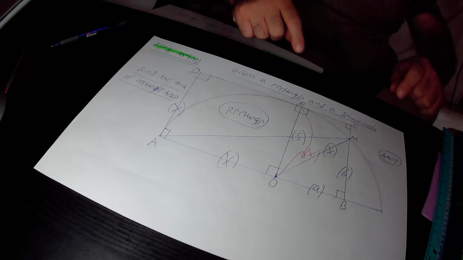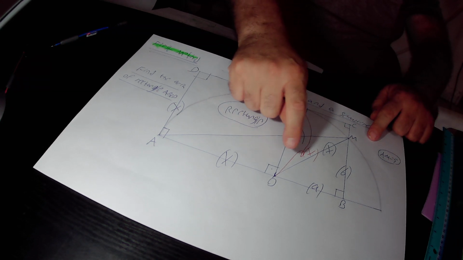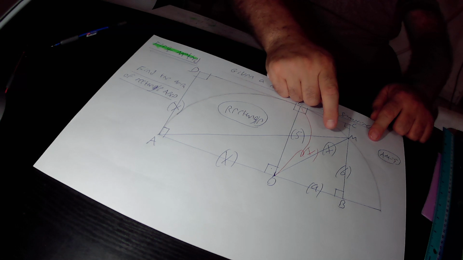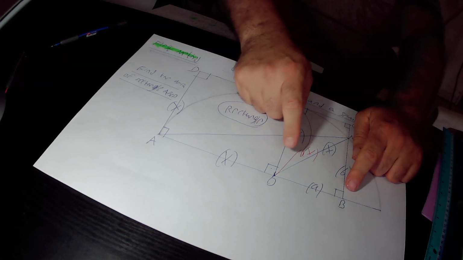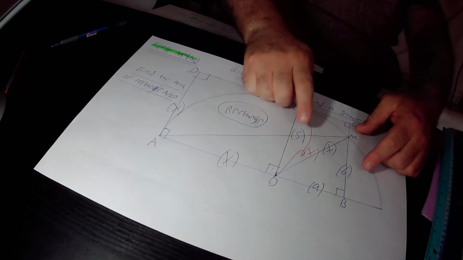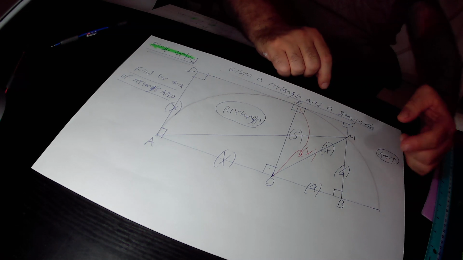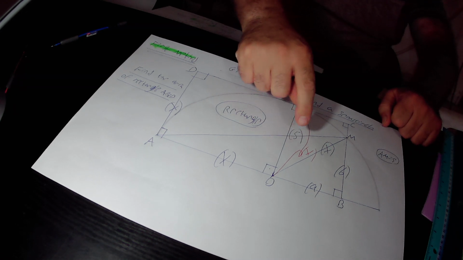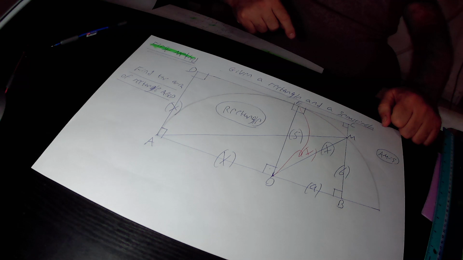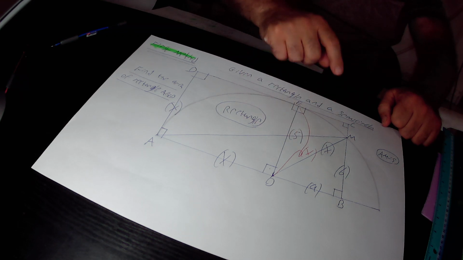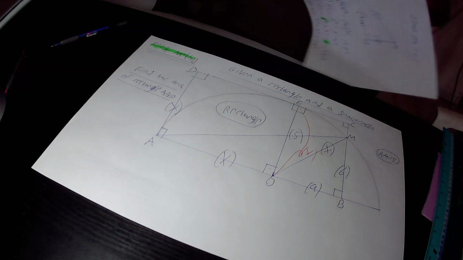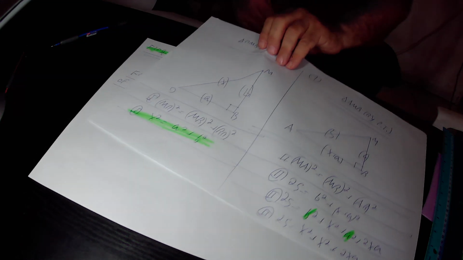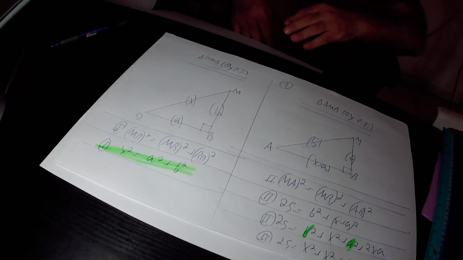In the next step, we join points O and M together by a line. OM is the radius of the semicircle, that is equal to x. We define this line segment OB as A and this line segment BM as B. In the next step, I copy this right angle MOB onto a new page and we implement the Pythagoras theorem on this right angle MOB. So actually this is the right angle MOB that I copied from the original drawing.